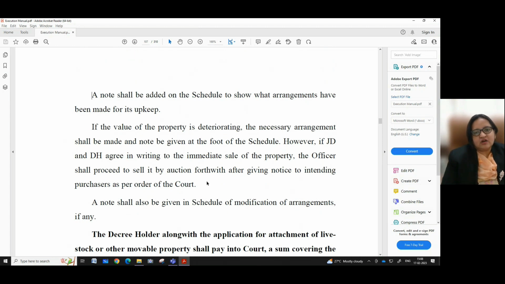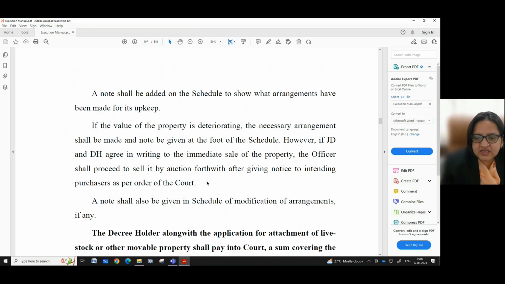A note shall be added on the schedule to show what arrangements have been made for its upkeep. If the value of the property is deteriorating, the necessary arrangement shall be made and note be given at the foot of the schedule. However, if JD and DH agree in writing to the immediate sale of the property, the officer shall proceed to sell it by auction forthwith after giving notice to intending purchasers as per the order of the court. A note shall also be given in schedule of modification of arrangements, if any.